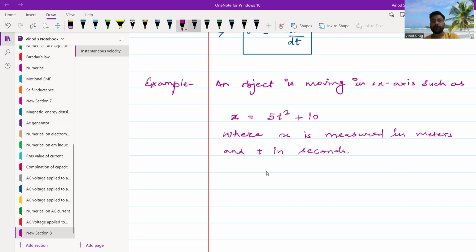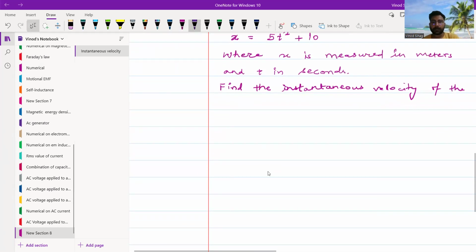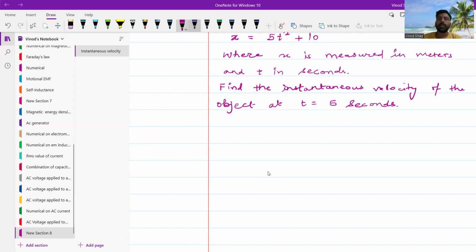Now our task is to find the instantaneous velocity of the object at t equals 5 seconds. At this point, we are interested to find out the instantaneous velocity.